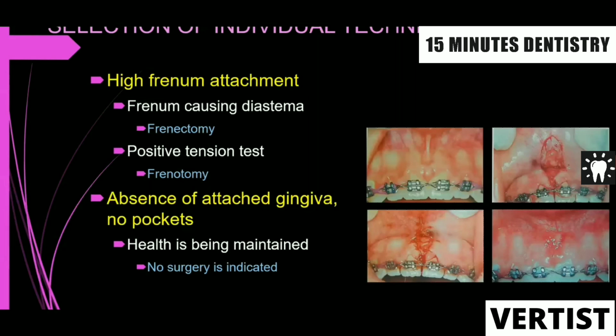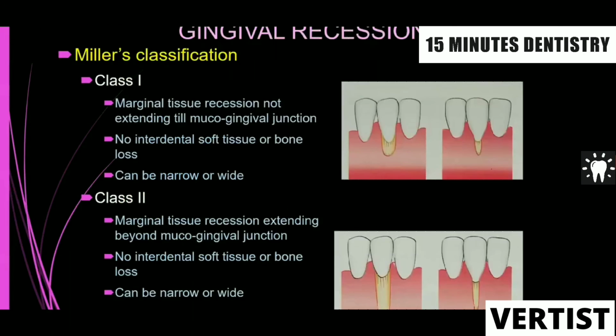Whenever there is a high frenum, you can go for the frenectomy when there is a frenum which is causing the diastema, or if there is a positive tension test, you can just go for the frenotomy. It's just the relocating of the frenum. With absence of attached gingiva, no pockets, and health maintained, you need not go for the surgery.